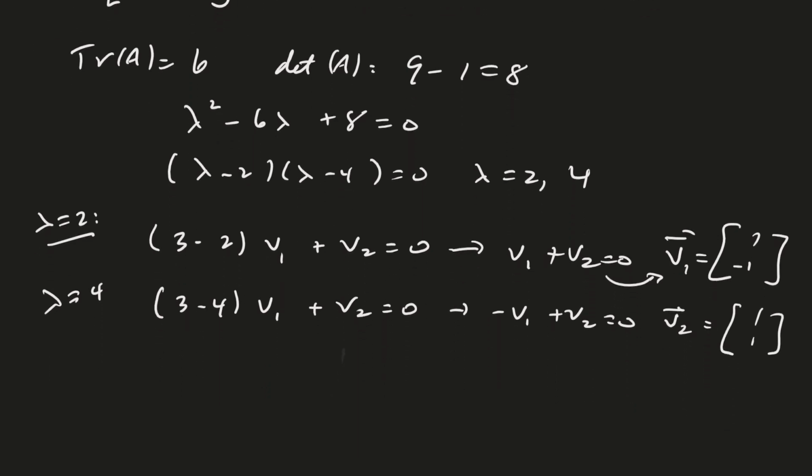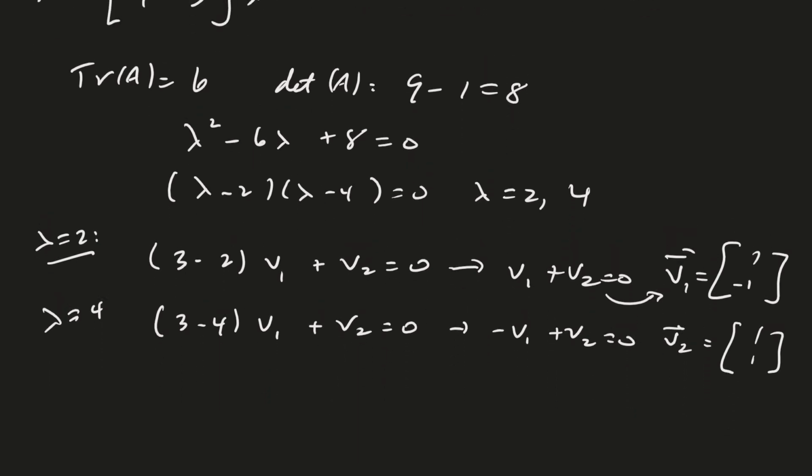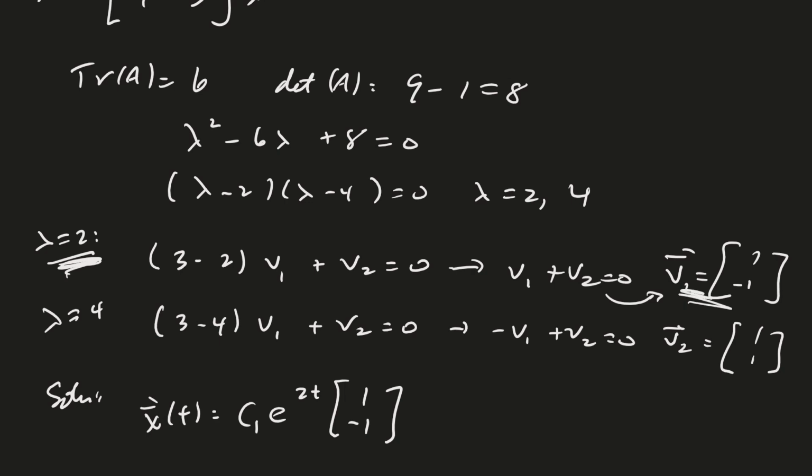Good. And so now we have our solution. The solution is x of t equals c1 e to the 2t times 1, negative 1. Notice that the lambda and the v go together, right? These are paired together. Plus c2 e to the 4t times 1, 1. There you go. That is the solution to the differential equation. Good. So now we know how to do that.